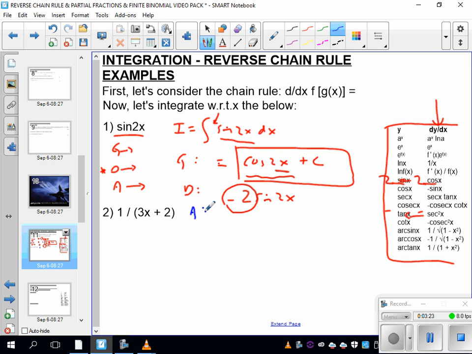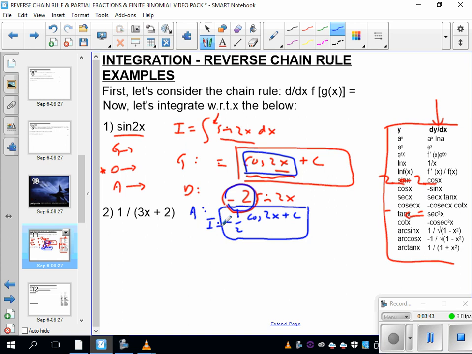How do I adjust? Well, this has a minus 2 in it, so I'm going to need to take my answer here and divide that by minus 2. So you see, minus a half cos 2x plus c. So there's my final answer. So I equals that. So that's our adjust phase.